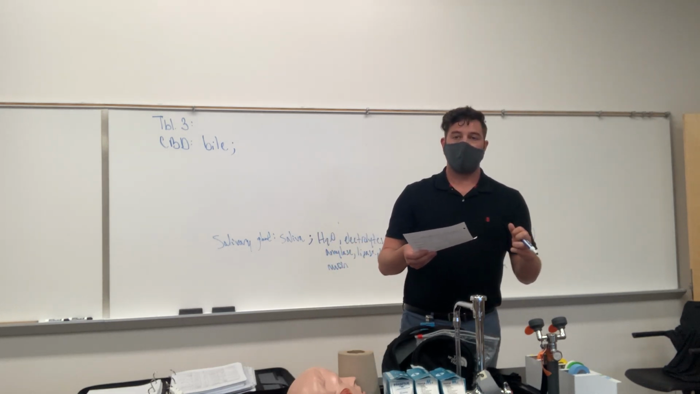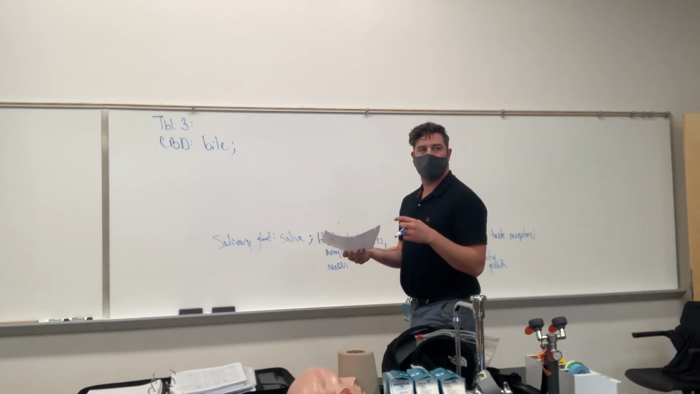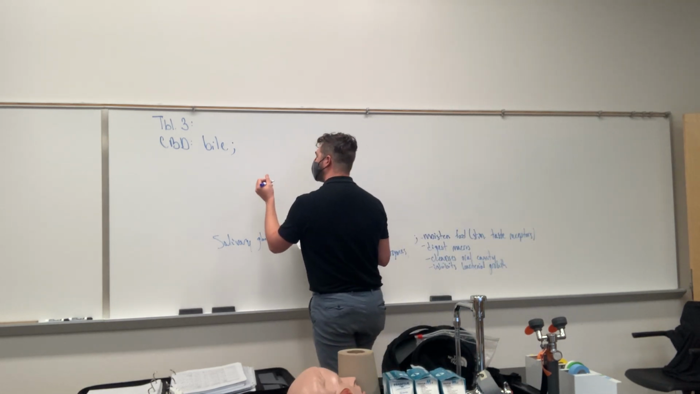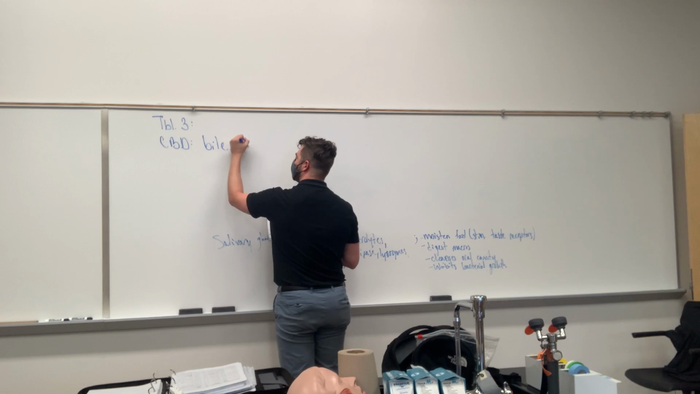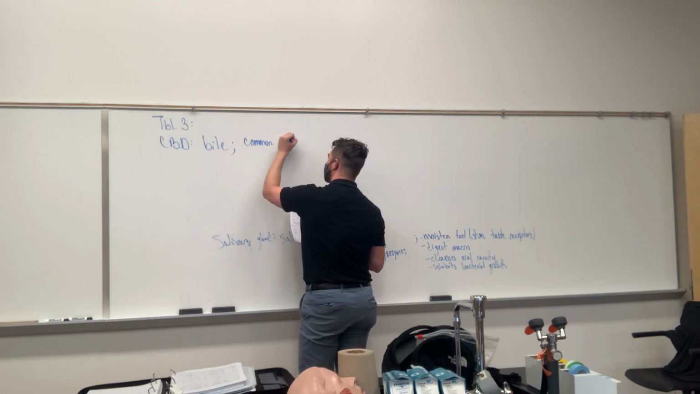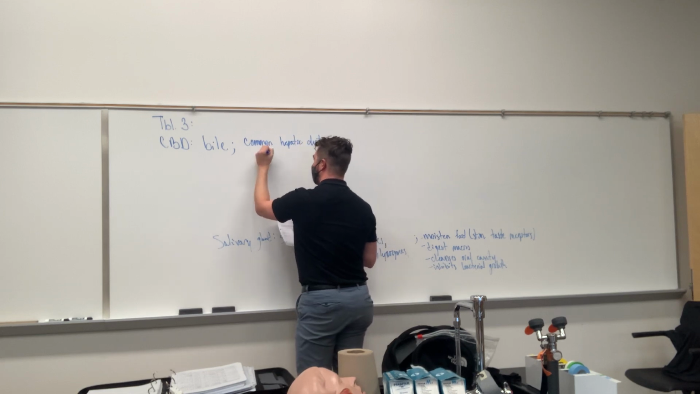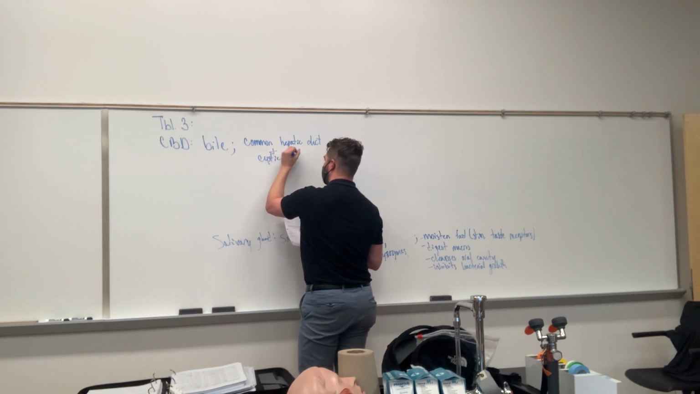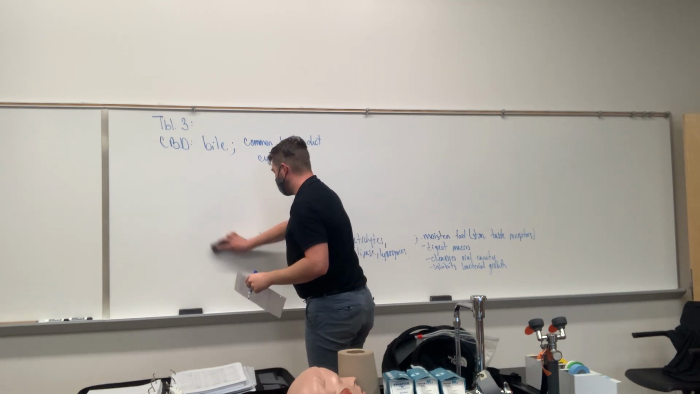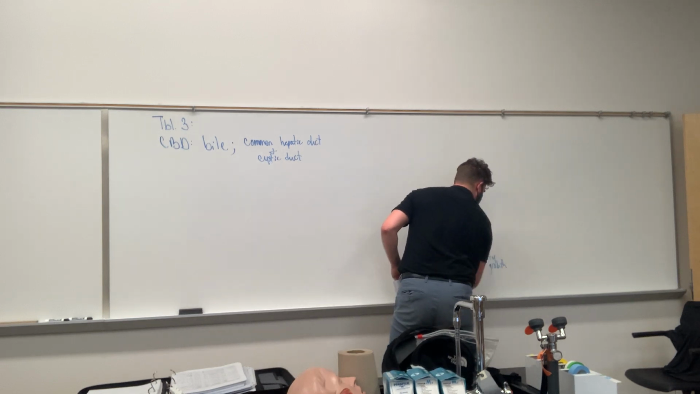If you think about what 2 ducts have to come together to make your common bile duct. You have the common hepatic duct. So where the left and right hepatic ducts join, they make the common hepatic, and your cystic duct from your gallbladder. Once those 2 join, then you get your common bile duct.